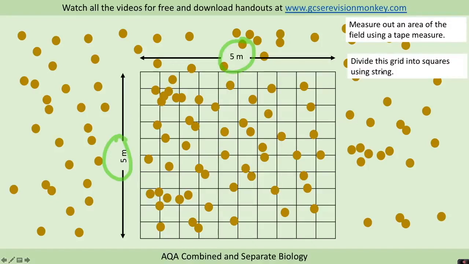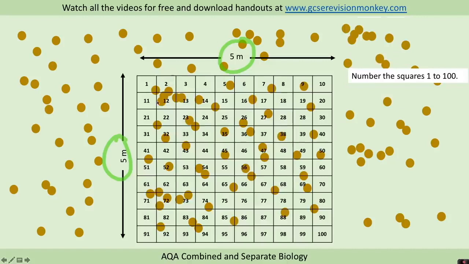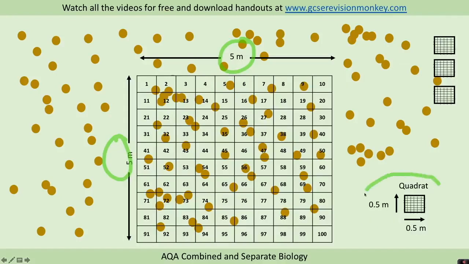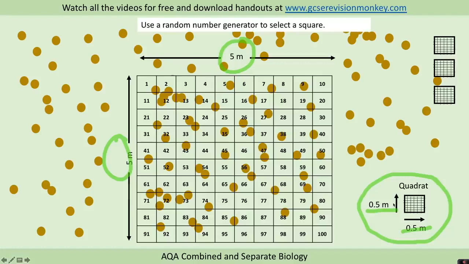We then divide this grid up into squares using string and number those squares 1 to 100. So our grid might look something like this. Then the most important thing with random sampling is we use a grid called a quadrat. Now the one I'm going to use in this example is a 0.5 metre by 0.5 metre quadrat. In the exam it may well be a different size, but that's absolutely fine. And we need to choose where to place our quadrat within this grid.